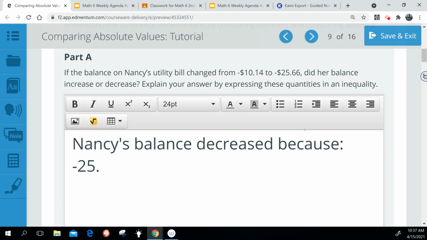Negative 25.66 is less than negative 10.14. Okay, the less than symbol is found above the comma. And when it asks us to express these quantities in an inequality, this is the inequality right here. That's what they're asking us to do. So if we're just straight up looking at the balance, that means putting numbers on a number line and seeing where they are. Negative 25.66 is a smaller number than negative 10.14. Does everybody understand that? Okay.